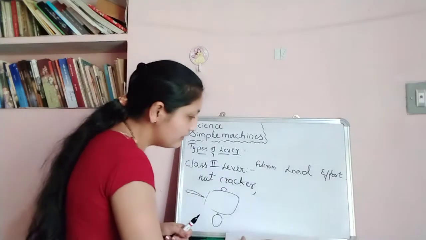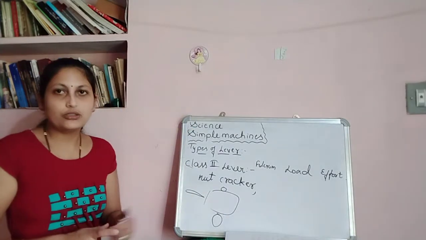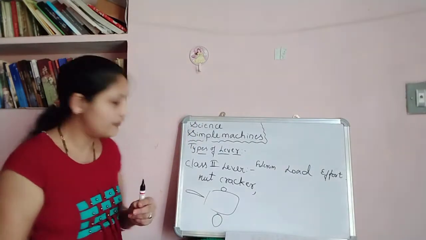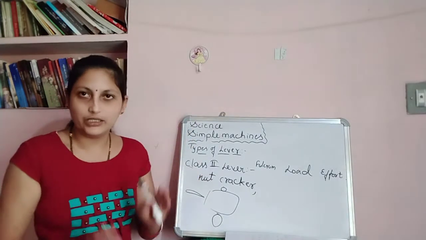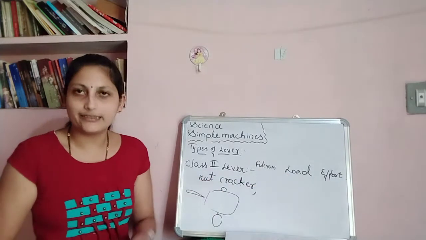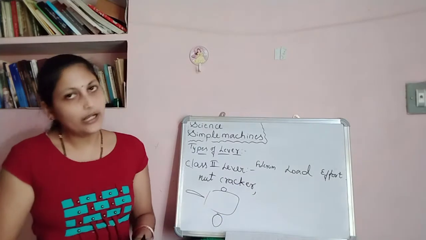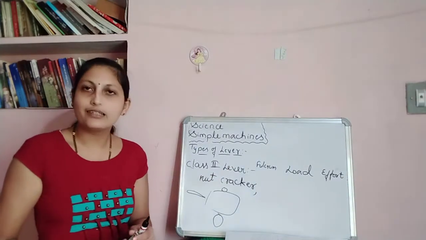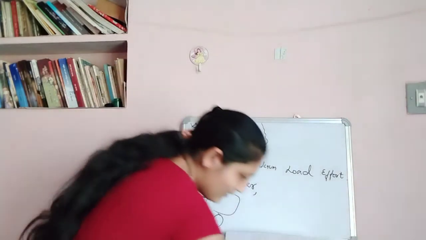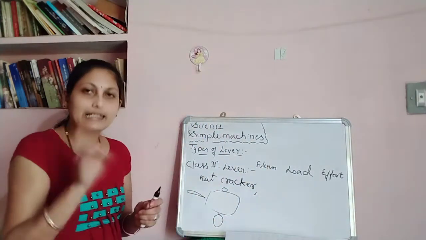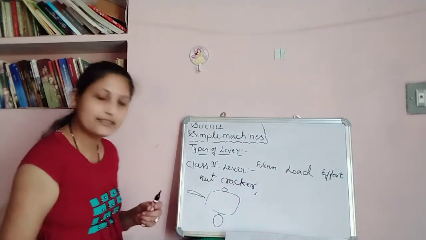And nail clipper means nail cutter. So these are the examples of class 2 lever. In this case, load will be at the center, fulcrum and effort are placed at the other two ends, okay? That is called as class 2 lever. So in class 1, fulcrum is at the center. In class 2, load will be at the center.